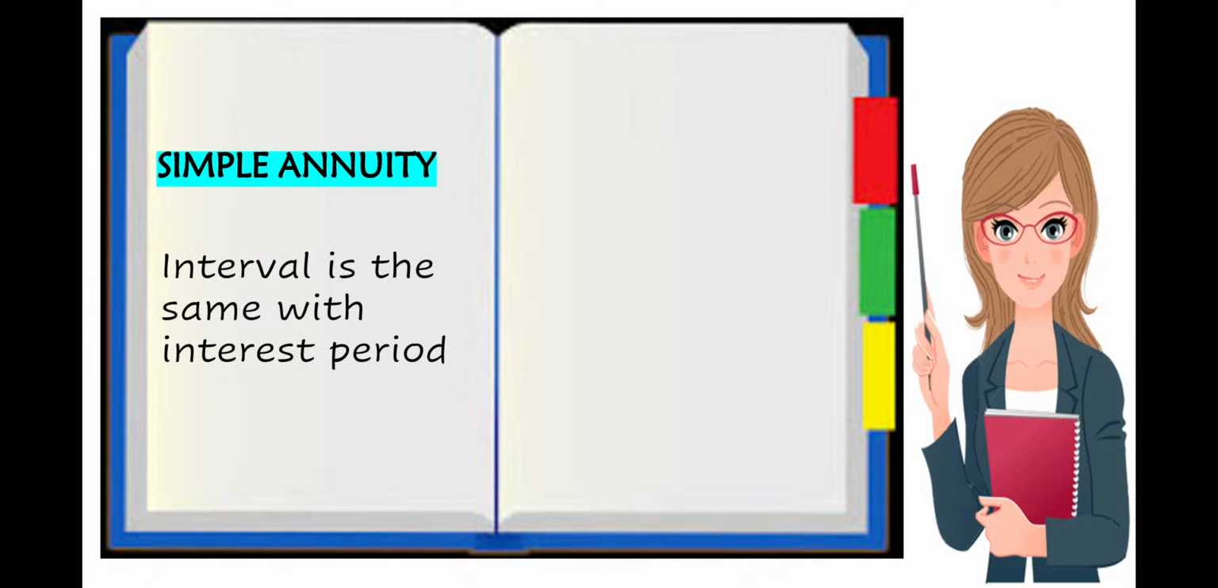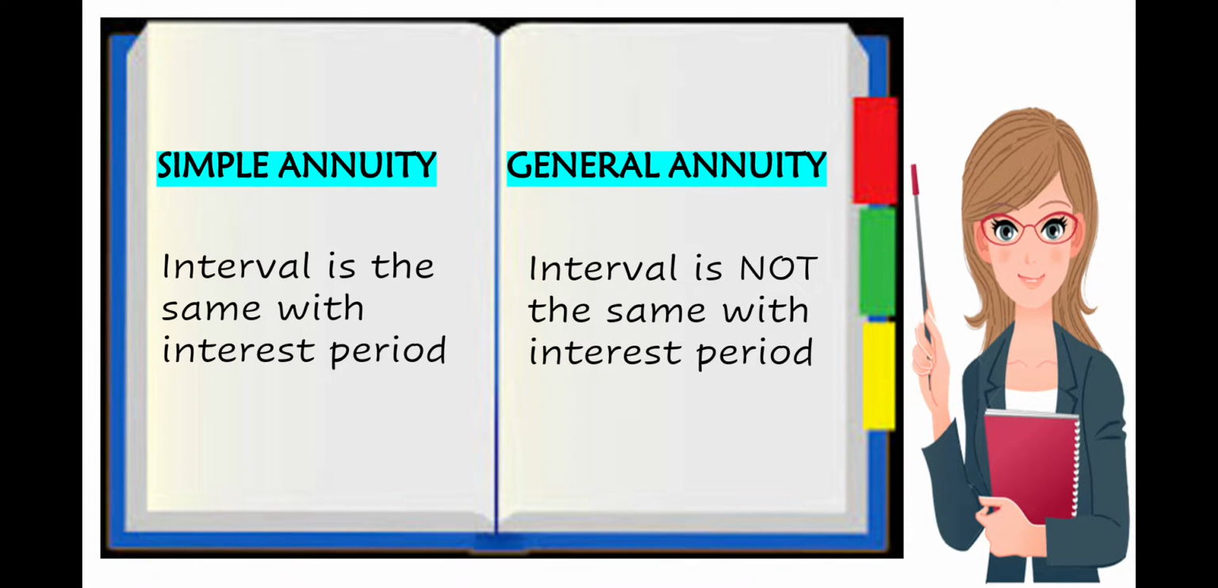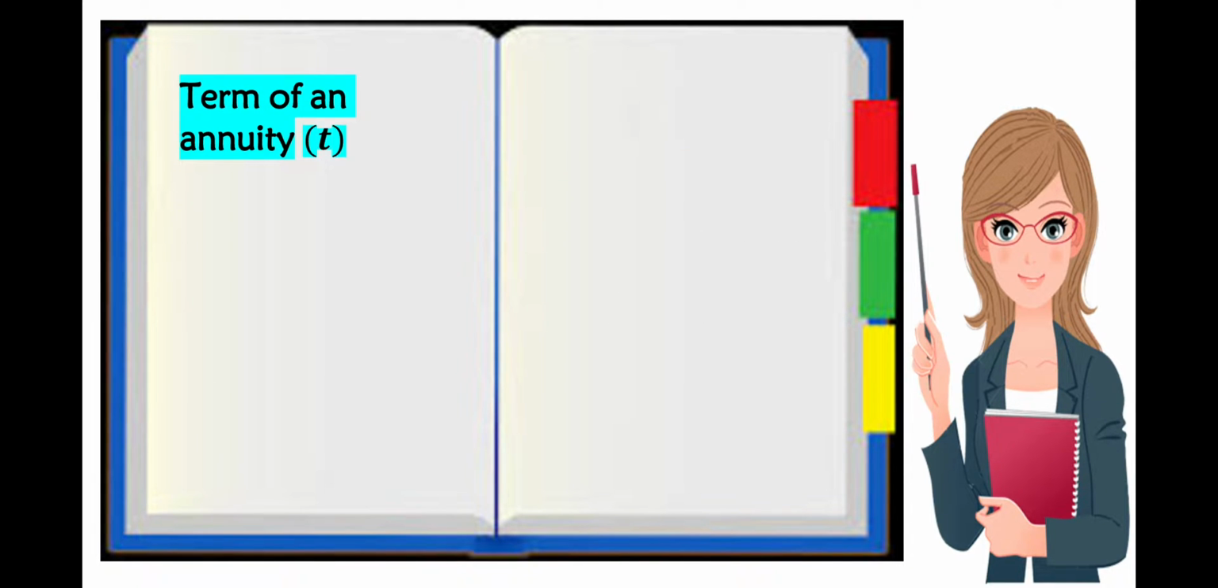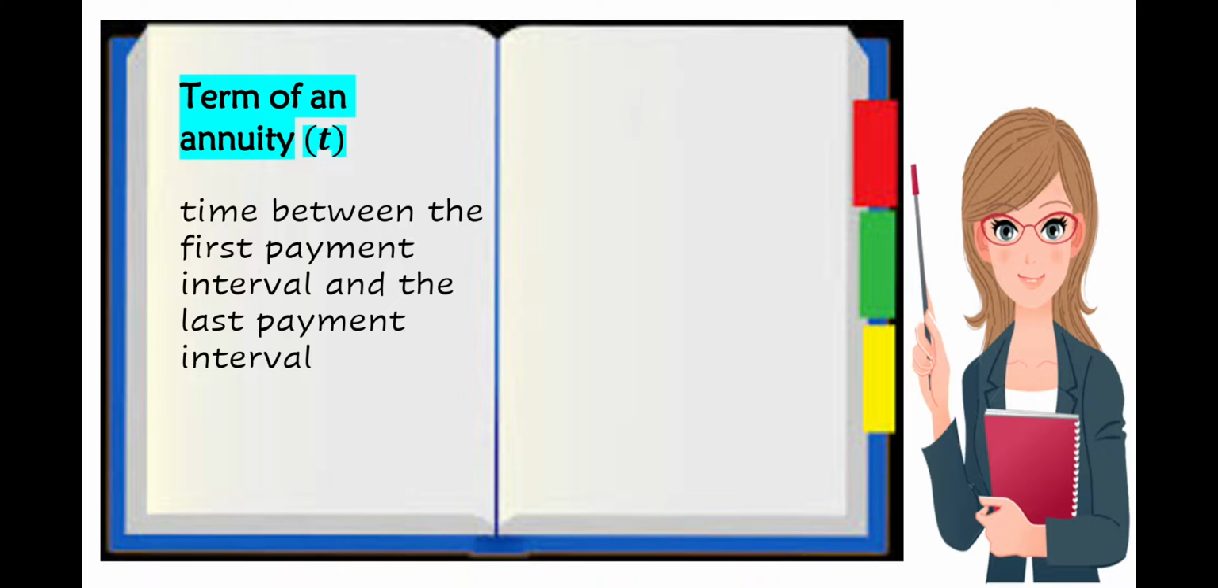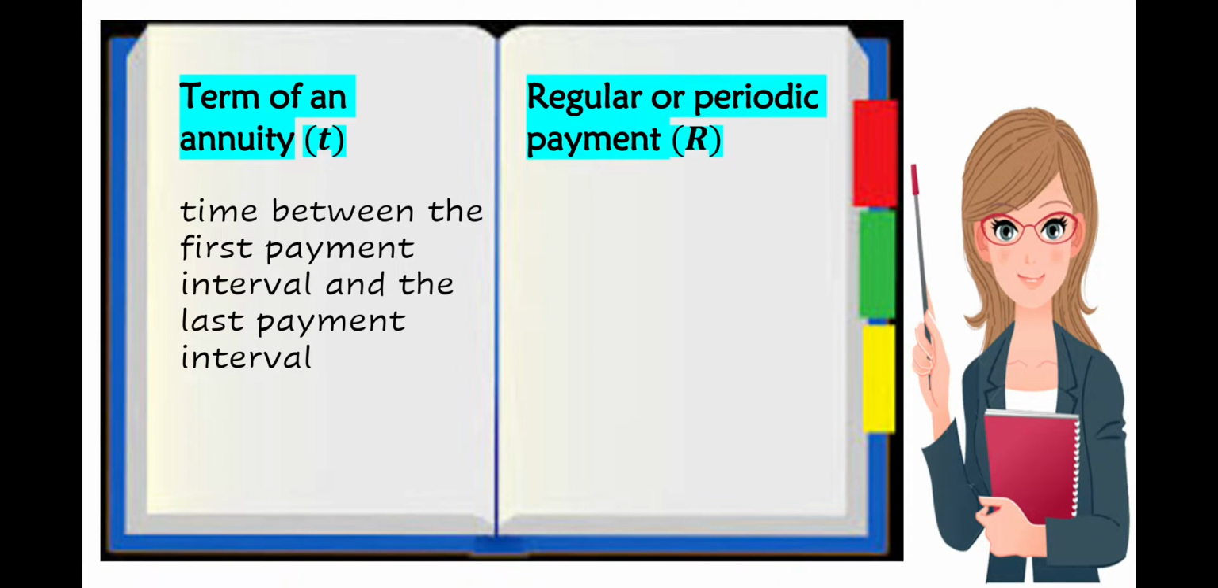So let us review simple annuity. We define simple annuity as the interval is the same as the interest period. In general annuity, the interval is not the same as the interest period. The term of an annuity is the time between the first payment interval and the last payment interval. And the regular or periodic payment, or R, is the amount of each payment.